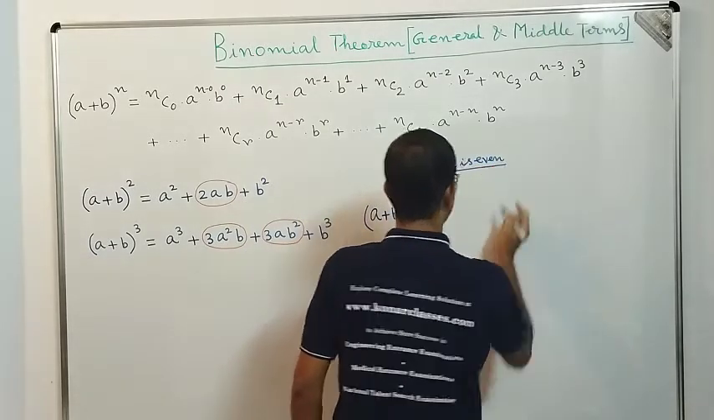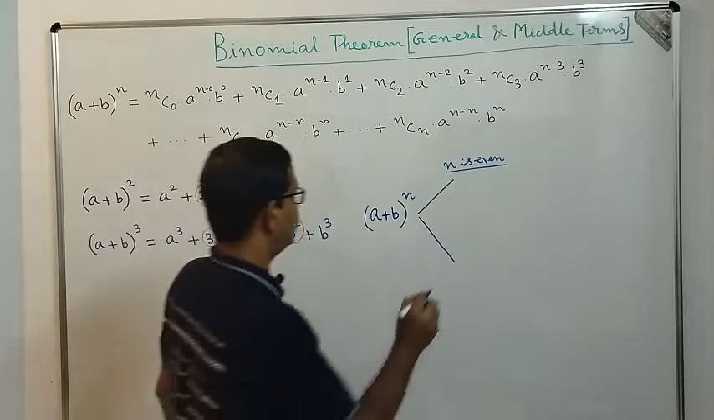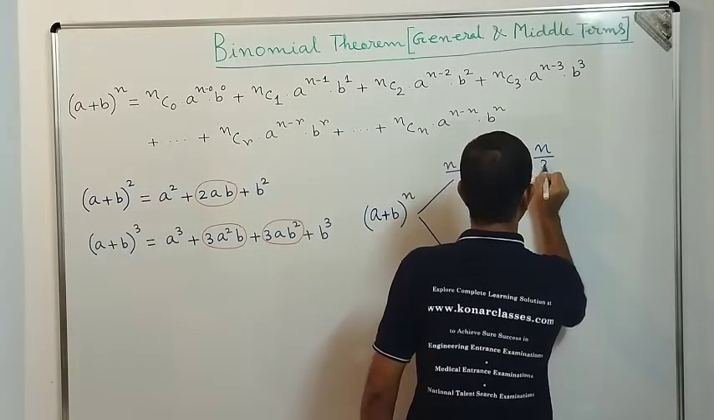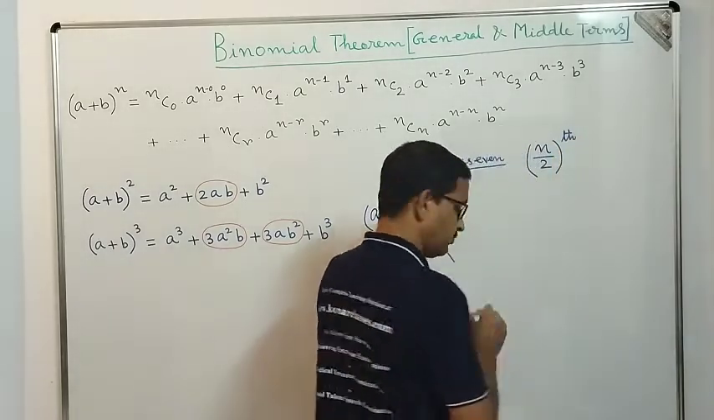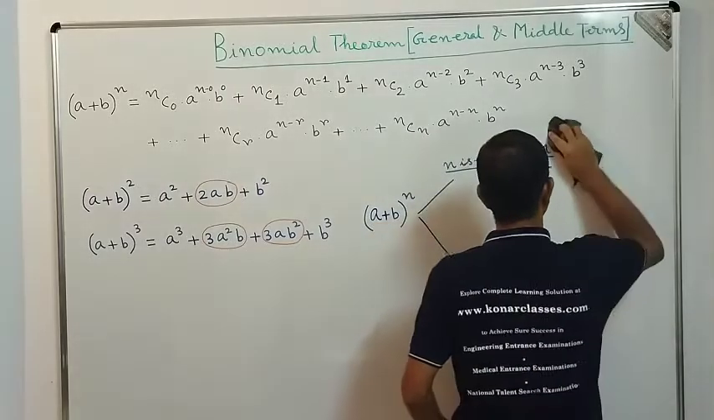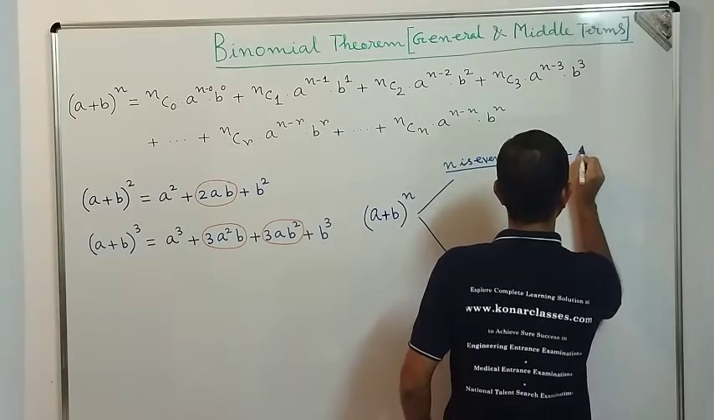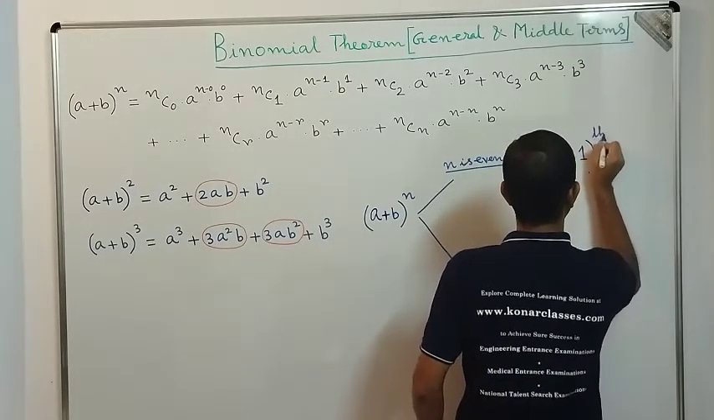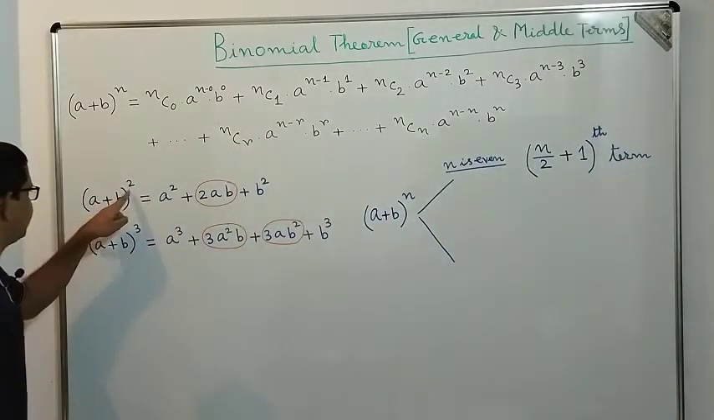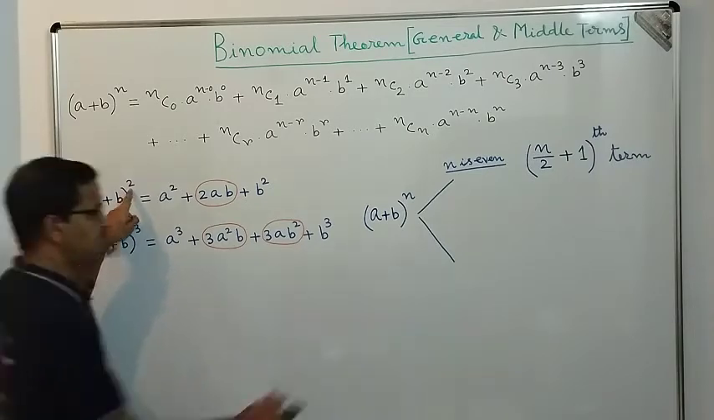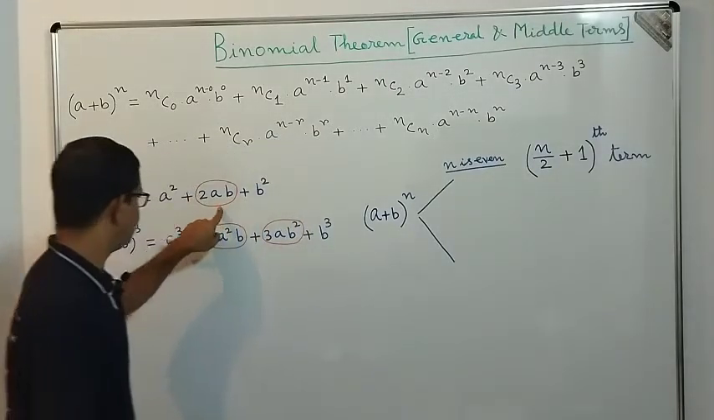If n is even, then as we just saw, there is only one middle term. Which term will be the middle term? The (n/2 + 1)th term will be the middle term. Let's look into it. Here, what is the value of n? The value of n is 2. So which term will be the middle term? 2 by 2 plus 1. 2 by 2 is 1, 1 plus 1 is 2. That is the second term.